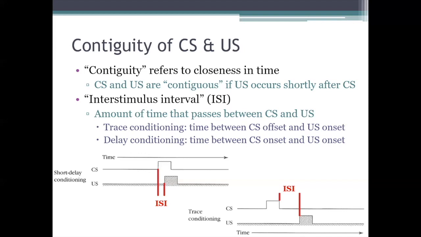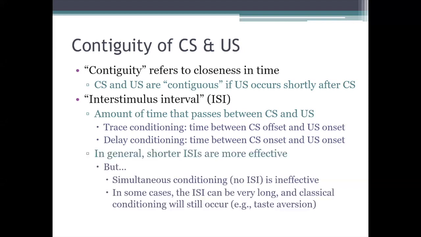And in general, short ISIs do work better than long ones do for classical conditioning, but there are some exceptions to that. For one thing, like I said before, simultaneous conditioning doesn't usually work. So if the interstimulus interval is so short that the CS and the US are actually simultaneous, then we tend not to see classical conditioning taking place. And in other cases, the interval between the CS and the US can actually be quite long, and classical conditioning will occur anyway. So a good example of that is a phenomenon called conditioned taste aversion, where a lot of time can pass between when you eat something and when you get sick, and you'll still tend to acquire a conditioned aversion to the taste and the smell of whatever it was that you ate. Again, that's called conditioned taste aversion, and we'll come back to it and talk about it in more detail in a couple of weeks.